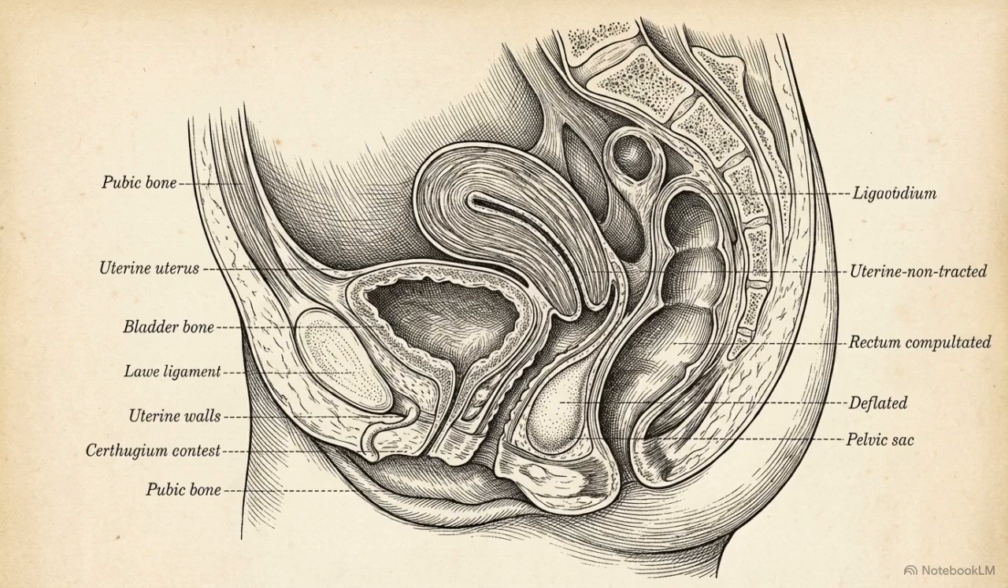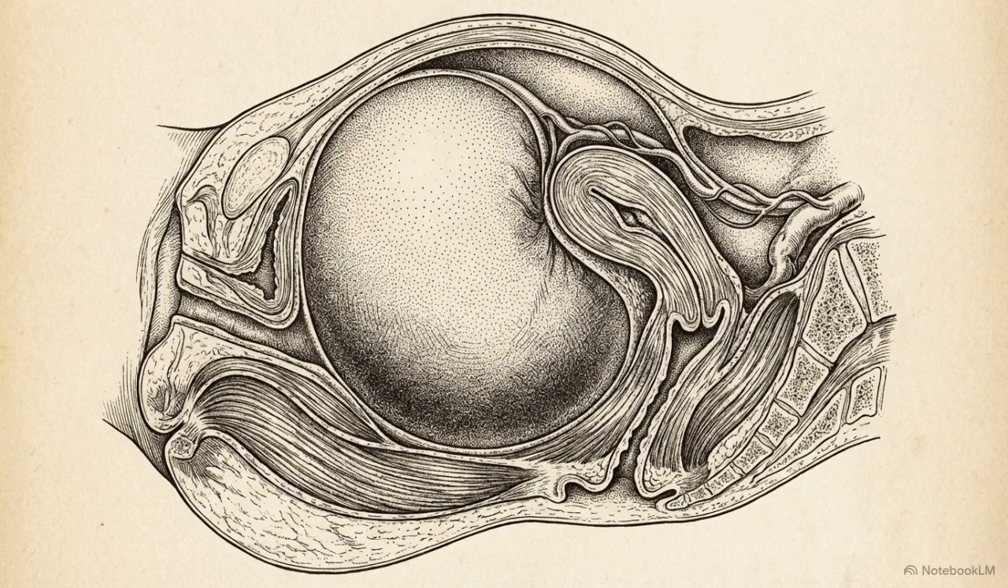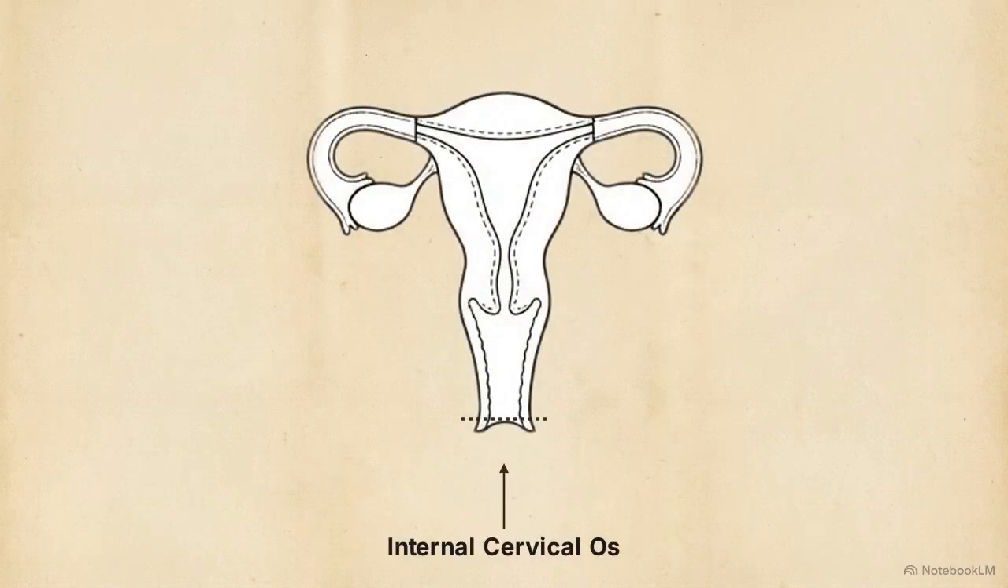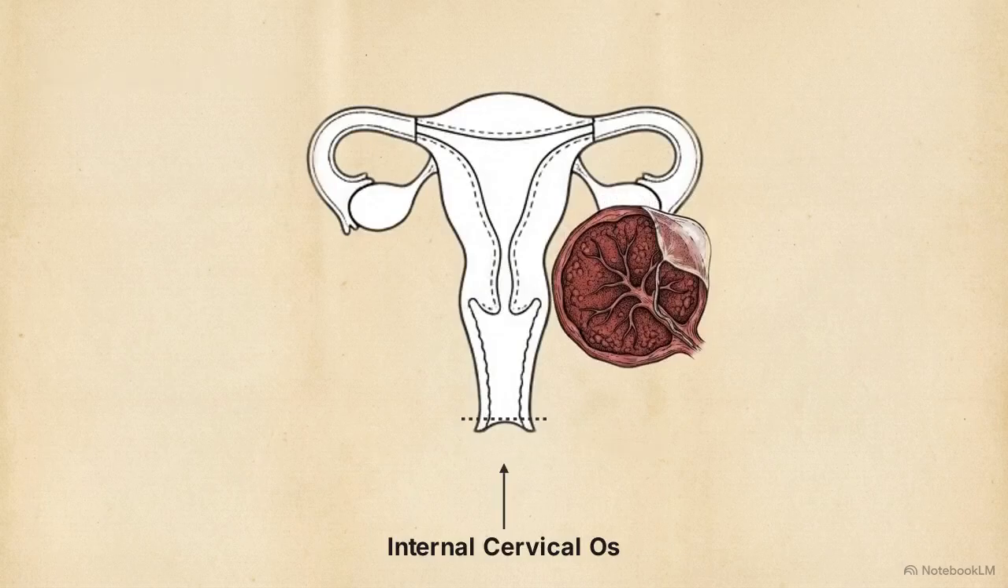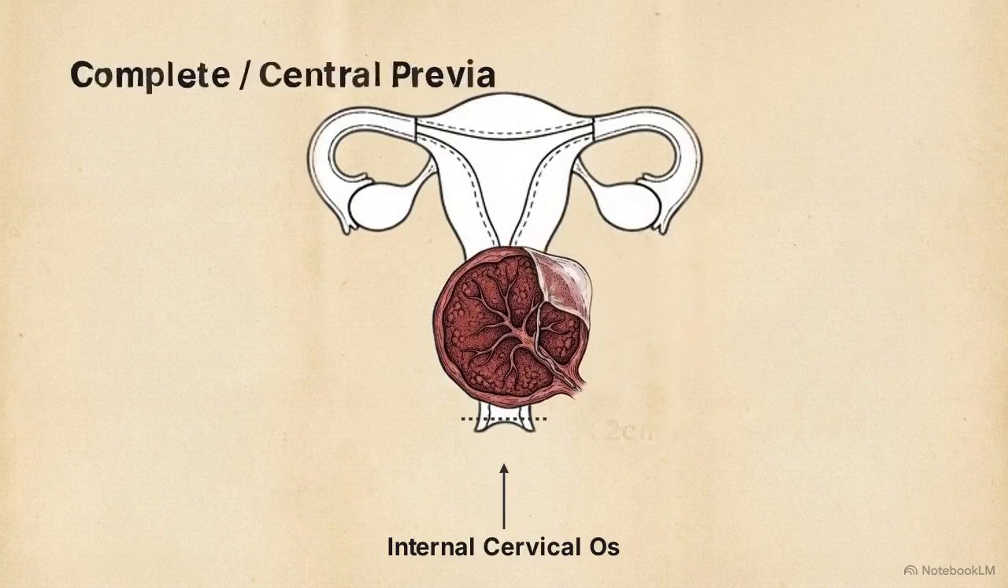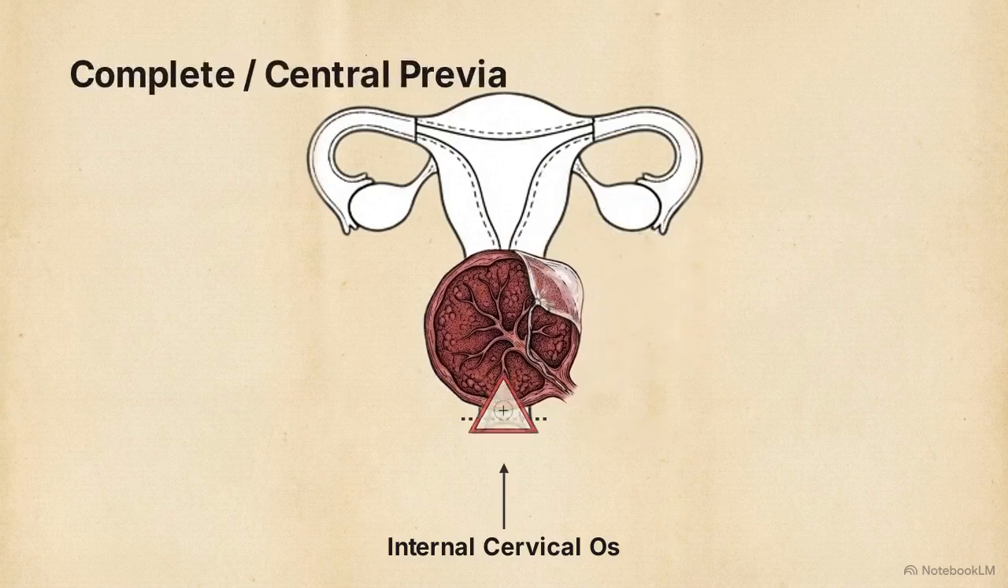Accurately diagnosing previa requires a strict procedural protocol. The maternal bladder must be empty. If the bladder is full, it will compress the lower uterine segment and create a false positive. This sonographic map plots the precise position of the placenta against the internal cervical os. A marginal previa rests within 2 centimeters of the os, but does not cover it. A complete or central previa structurally seals the exit, physically blocking the opening.